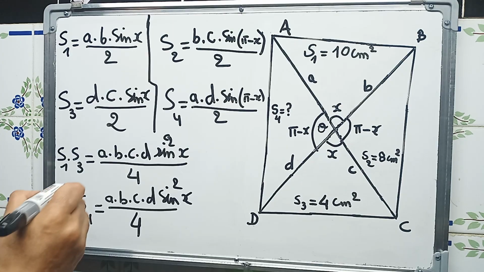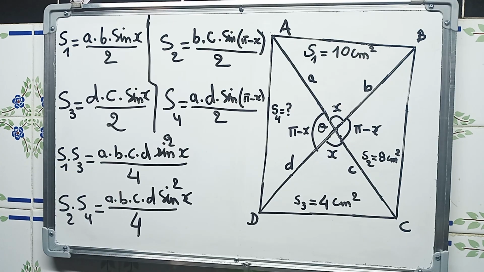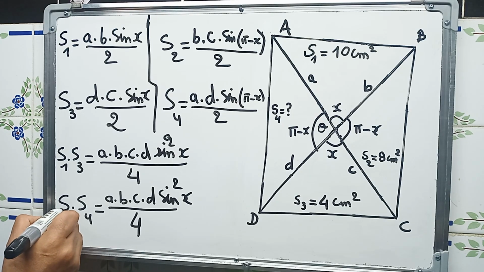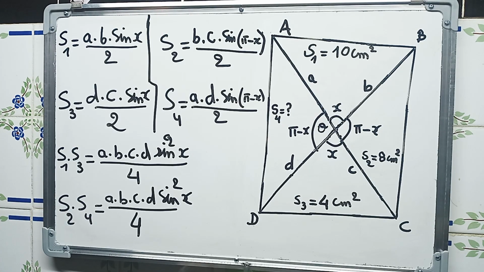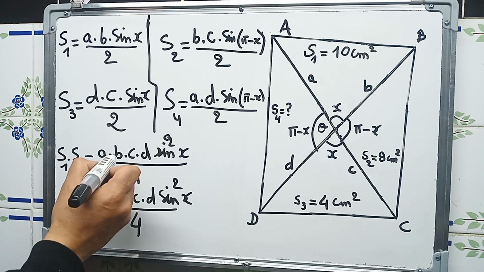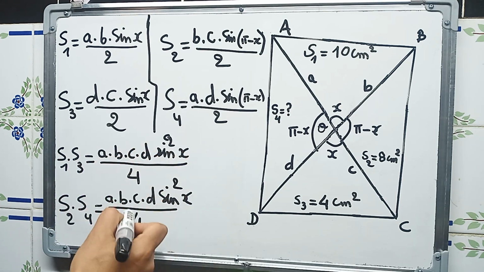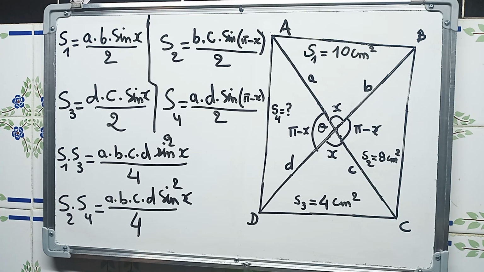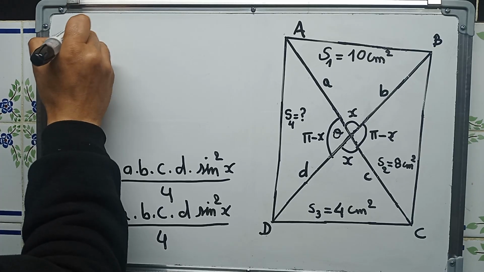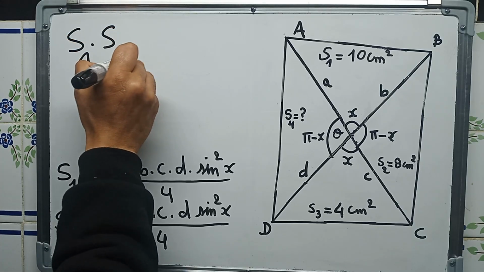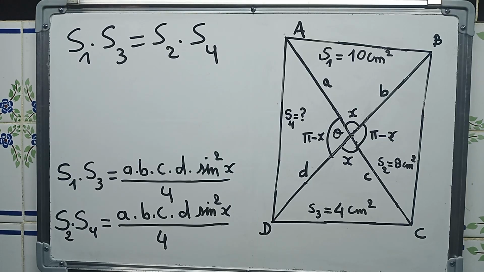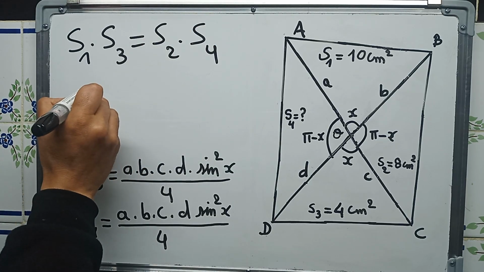And from those two equalities we deduce that S1 times S3 is just equal to S2 times S4. The two of them are equal to ABCD sine squared of X over 4. So we have S1 times S3 equals S2 times S4. And now the final step is just to find S4.